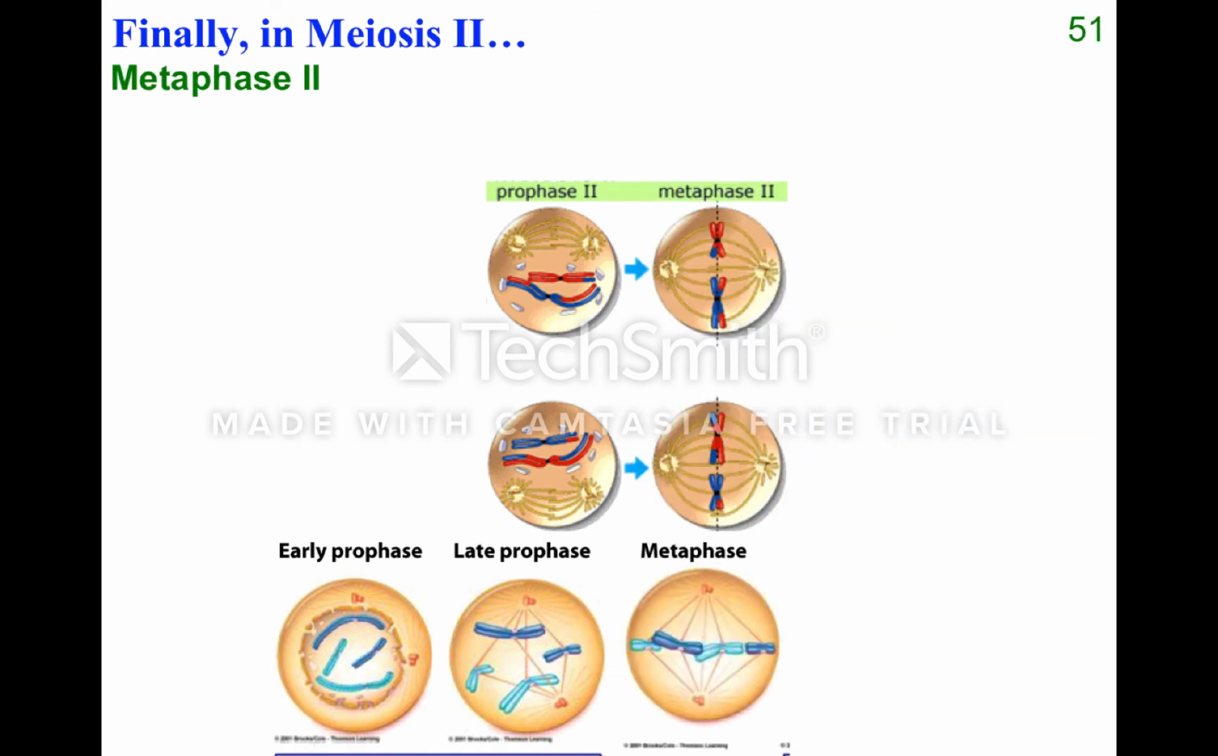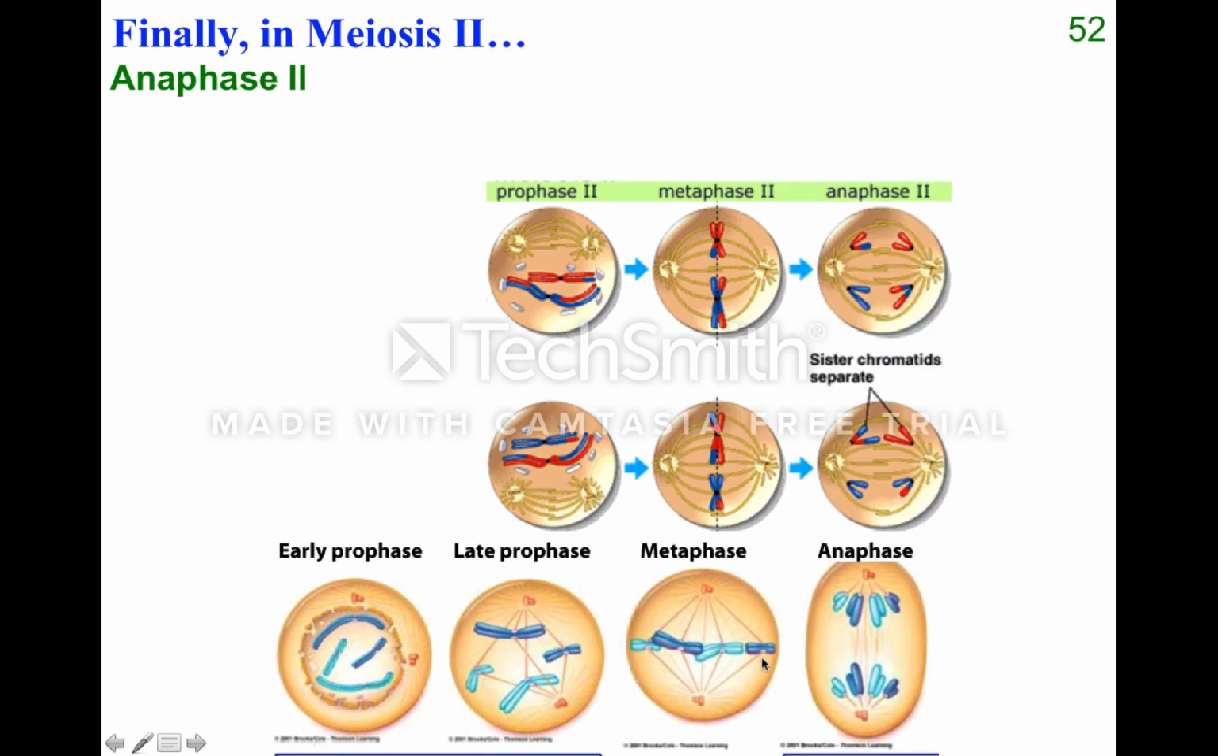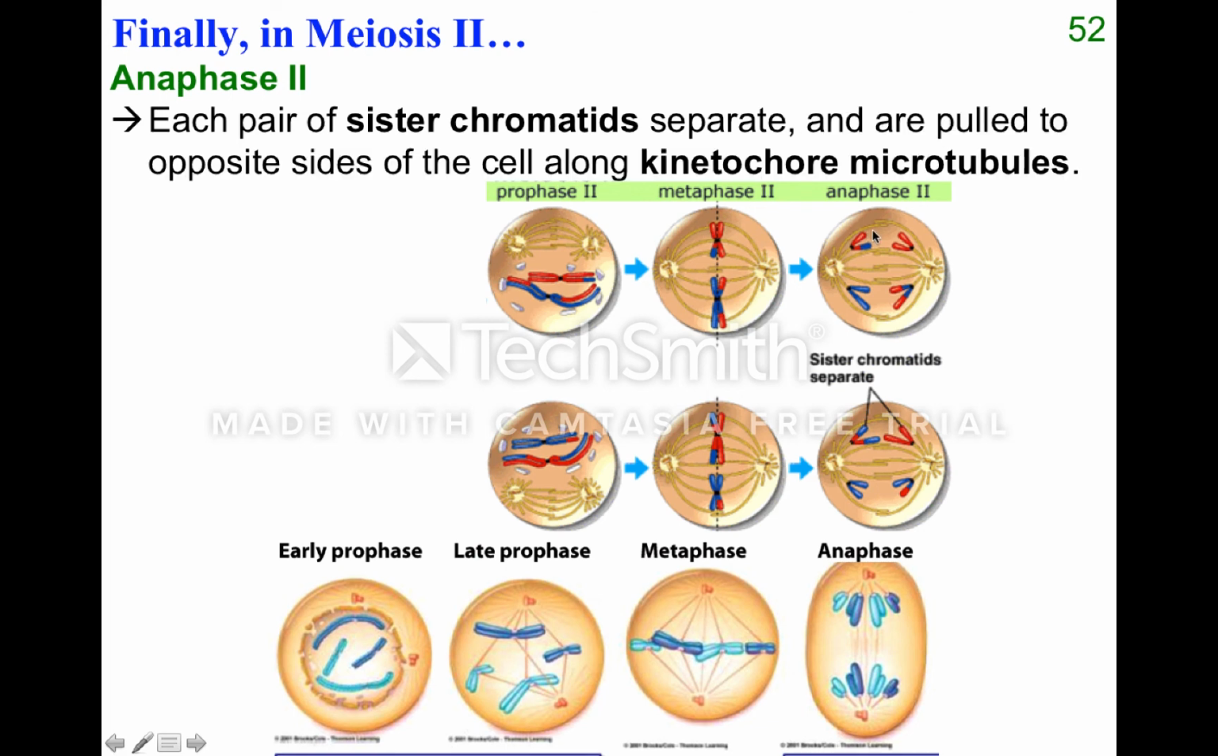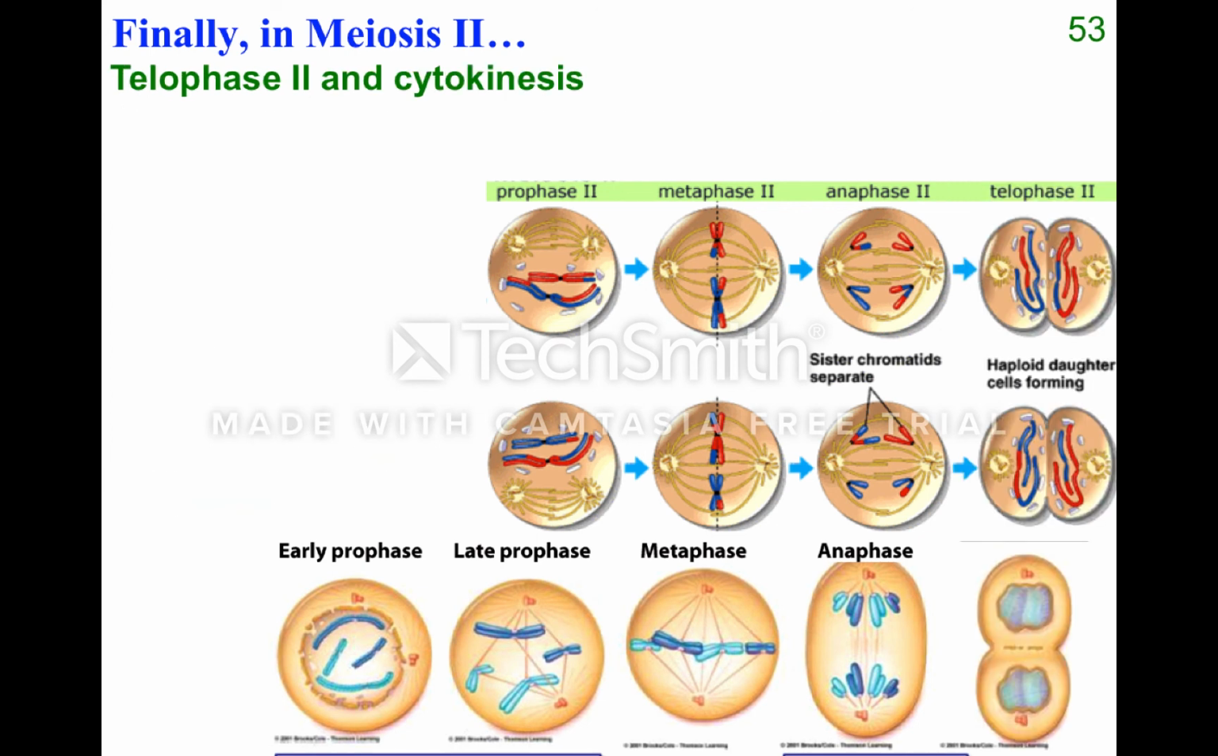For metaphase 2, notice the mitotic spindle is fully formed, and now we see each chromosome lined up individually across the metaphase plate. There's only 2 chromosomes, but it looks the same as mitosis. In anaphase 2, now we're finally separating the sister chromatids for each of these chromosomes. They move along the kinetochore microtubules, and the non-kinetochore ones push things apart in order to elongate the cell. So pretty much the same as mitosis, except only 2 chromosomes.